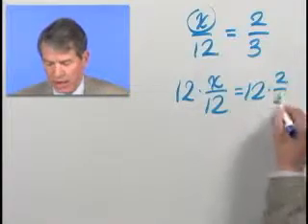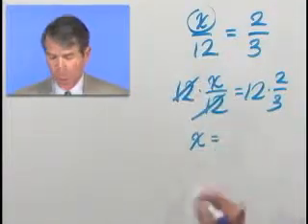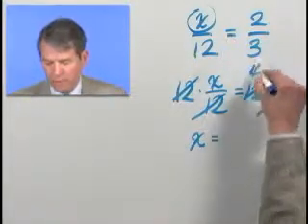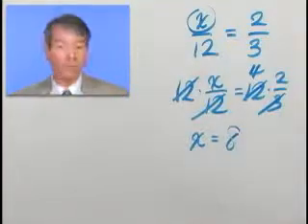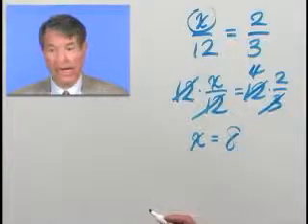If I do that, I'm going to get cancellation on the left side, so I have x. And on the right side, 3 cancels with 12, giving me a 4. 4 times 2 is 8. Once again, we've solved the same proportionality equation, and we found out that x is 8.